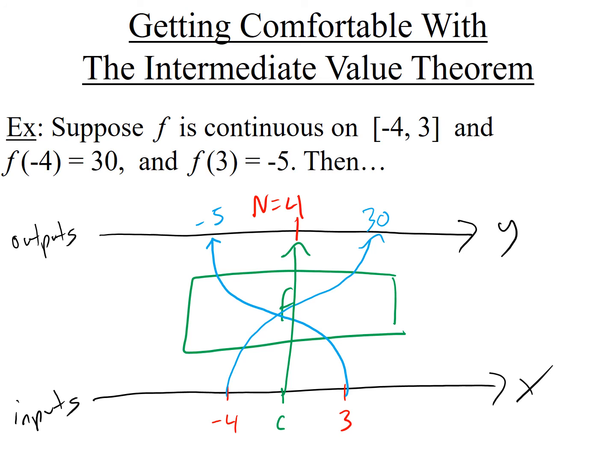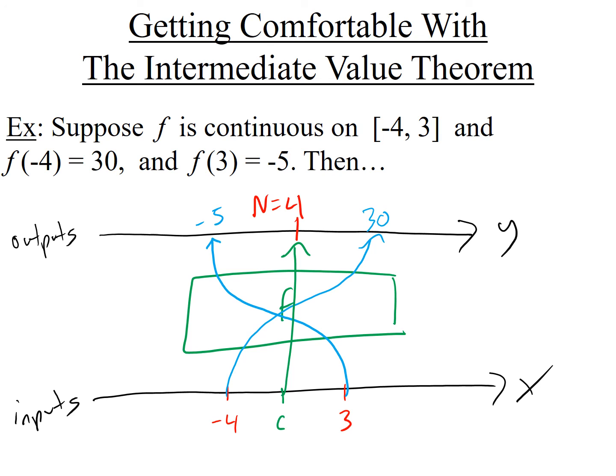That's what the intermediate value theorem says. This is true for any number between -5 and 30. So let me say it one more time. -5 can come out of the function by plugging in 3. 30 can come out of the function by plugging in -4. And f is a nice function, it's continuous. So you can get any other number out of the function. Any other number between -5 and 30 you can get out of the function by plugging in some input between -4 and 3, even though I don't know what it is.